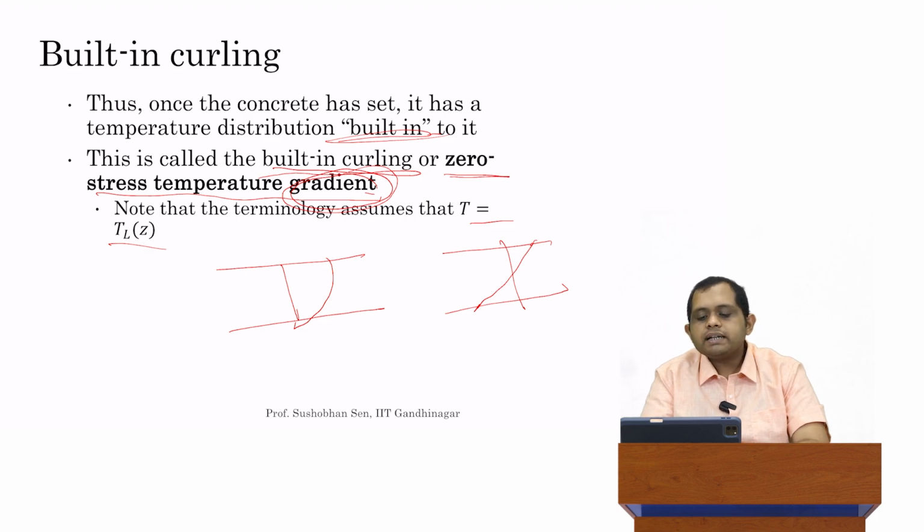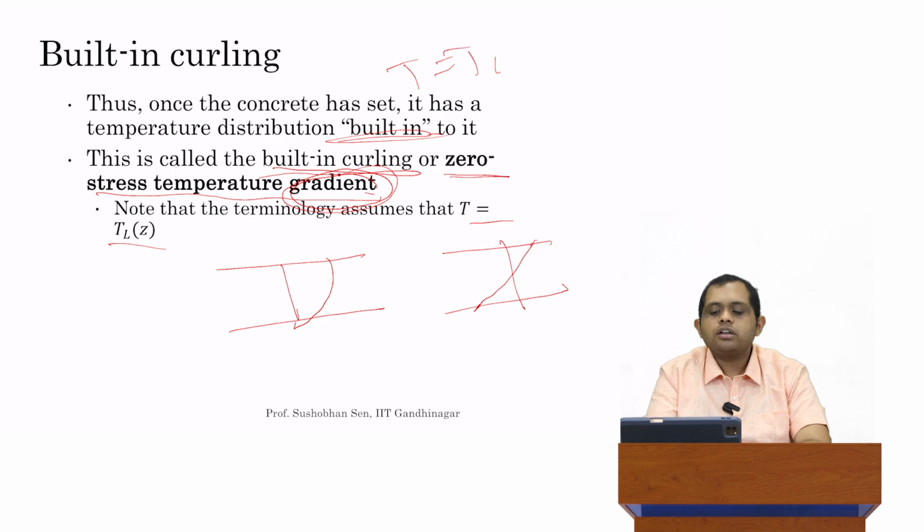So this is called built-in curling, or in India, you'll hear the term zero stress temperature gradient. It is the temperature gradient that is present at the reference state. It is the temperature gradient at which no stresses exist, even though there is self-weight, even though there is a restraint, no stresses exist. And then all our stress calculations have to be with respect to this reference state, not to the previous reference state of T is equal to T naught.